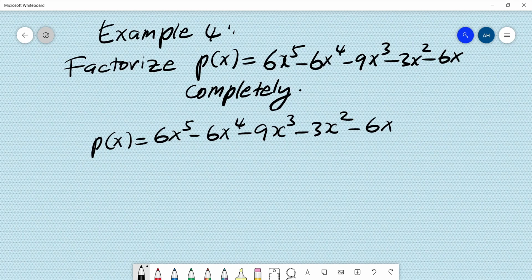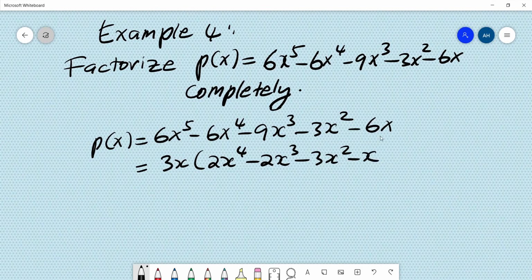Now if we look at the coefficients carefully, we have 6, 9 and 3. We notice that these numbers are multiples of 3, so we can take out 3 outside. At the same time, all terms here have x in them, so we can take the lowest degree of x, that is, we can take out x. So we factorize 3x outside, and we have 2x to the power 4 minus 2x cubed minus 3 times 3, 9, x squared, minus x here, and minus 2, like this. So that's what we have in this bracket: 2x to the power 4 minus 2x cubed minus 3x squared minus x and minus 2.